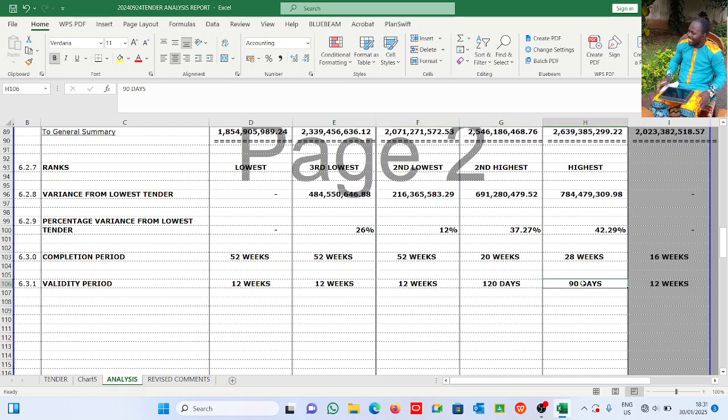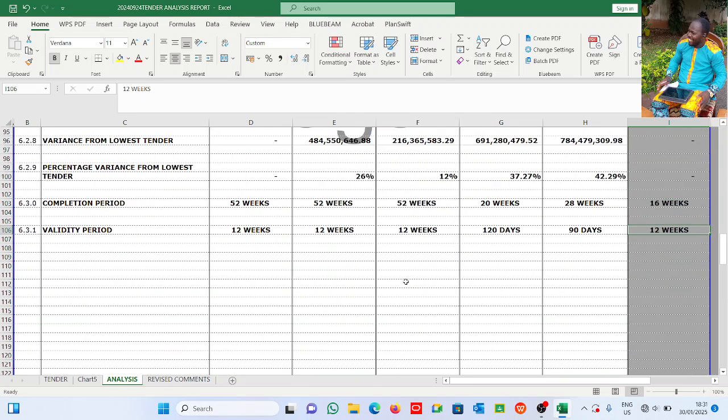This one says 120 days. This one says 90 days, as the case may be. And this one says contractor, client, the QS says he will do it for 12 weeks. After 12 weeks, if we did not invite you and we invite you after 12 weeks, you are liable to revise your quotes.